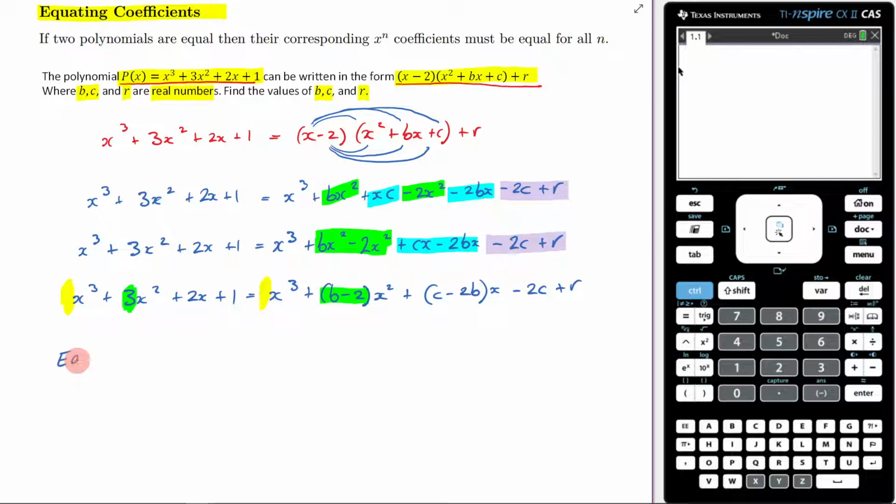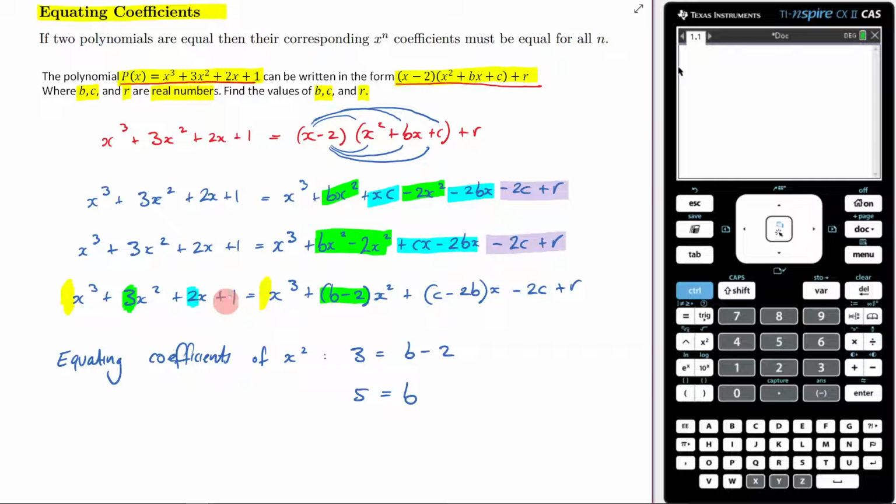I'm equating the coefficients of x squared. So that means I'm saying 3 is equal to b minus 2. That means 5 is equal to b, because you're going to plus 2 to both sides. And then we continue. Let me grab another color.